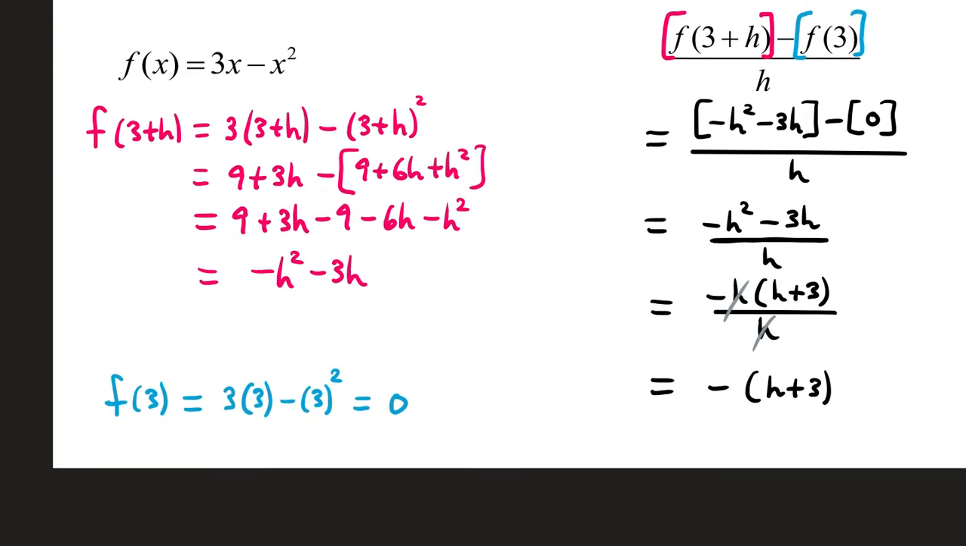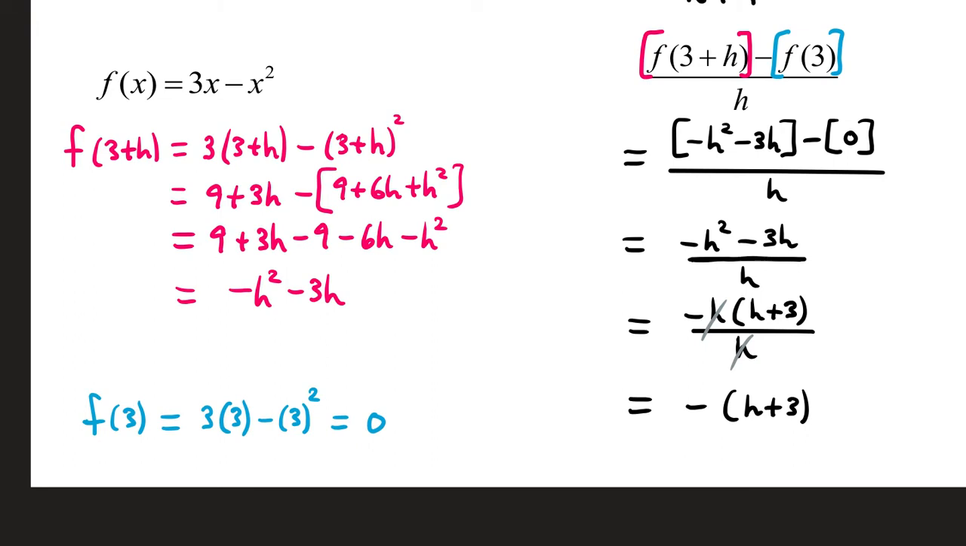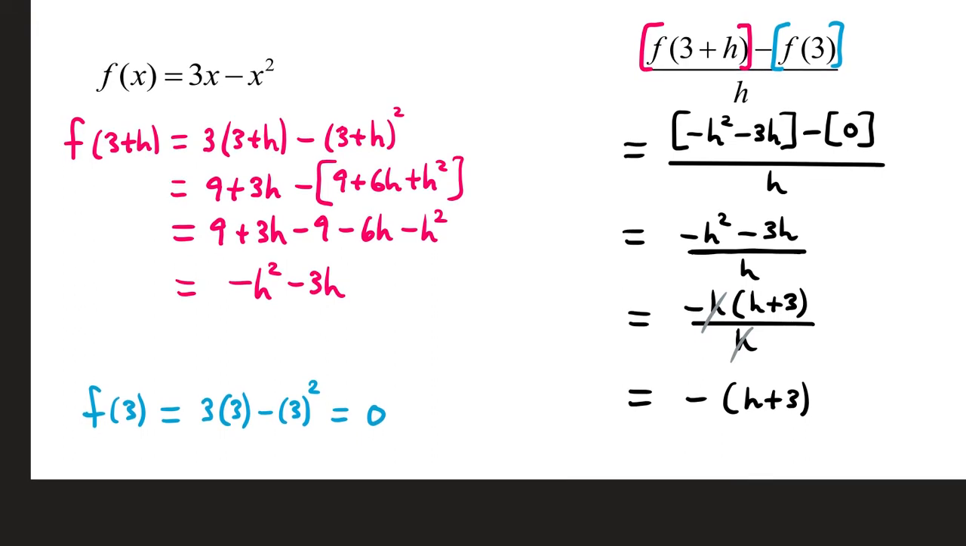Our second example, we have the function f of x equals 3x minus x squared. The difference quotient we're asked to calculate is f of 3 plus h minus f of 3 over h. They're not always built that way. It's just how they were built in our homework set.